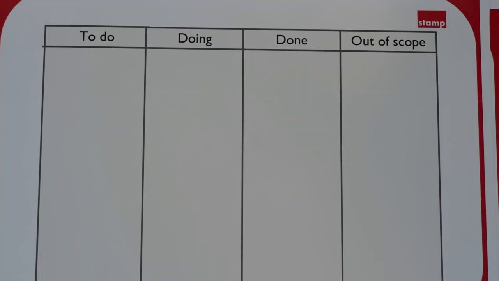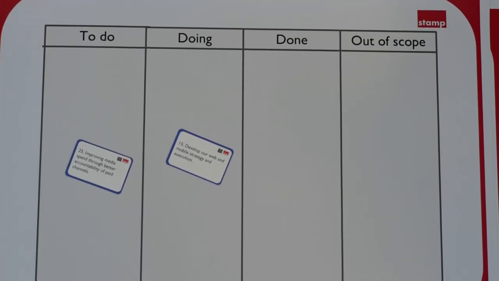So I'm going to use the CMO set, the blue ones this time around, and this time let's start off with something that is on the CMO's mind, so developing our web and mobile strategy and execution. Well, hopefully that's something that is in the doing or done, you never know these days. Improving media spend through better accountability of paid channels, maybe that's something that they've got on their list to do in 2019. Ensuring data regulation compliance with privacy and so on.